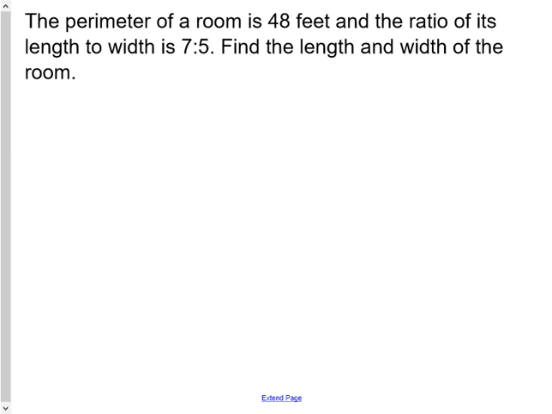Another one, I'd say we try this example on your own. It's the same idea. The perimeter of a rectangular room is 48 feet. The ratio of length to width is 7 to 5. Find the length and the width of the room. So go ahead, try this one on your own.